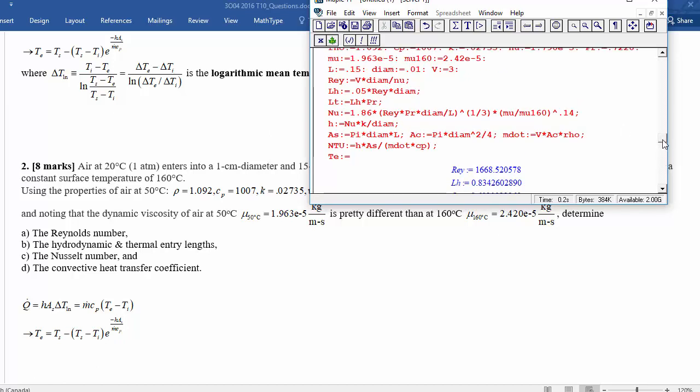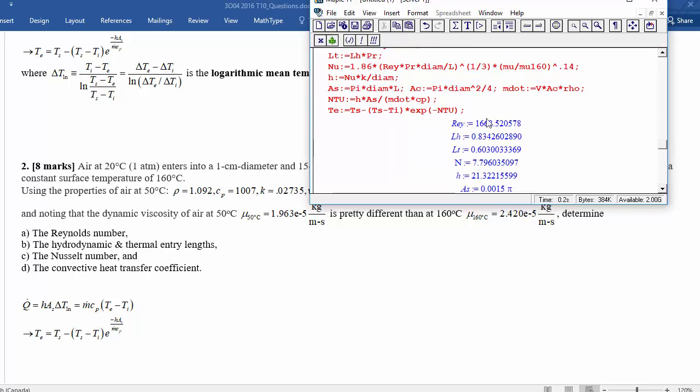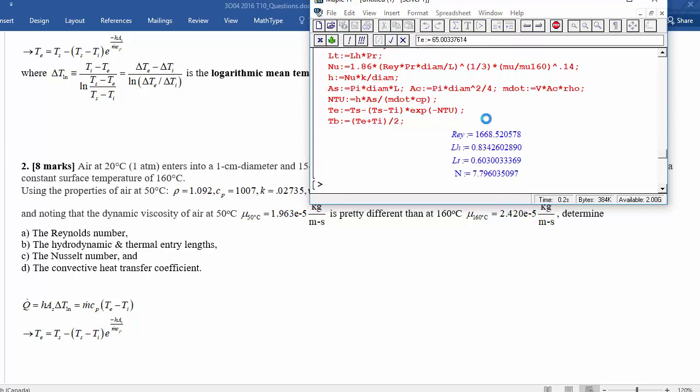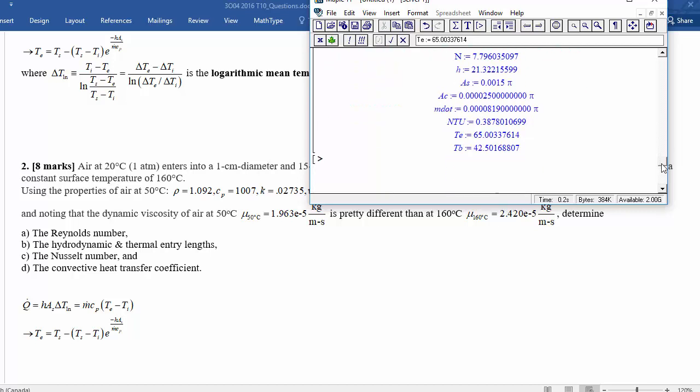So T_e would be T_s minus (T_s minus T_i) times e to the negative number of transfer units. And we've got 65. So 65 is the exit temperature, and we can check whether or not we used a very good temperature to figure out the fluid properties. So the actual bulk temperature would be (T_e plus T_i) over 2, and that is 43. So we used 50 degrees, not so bad.